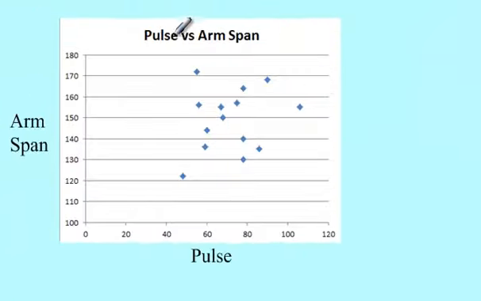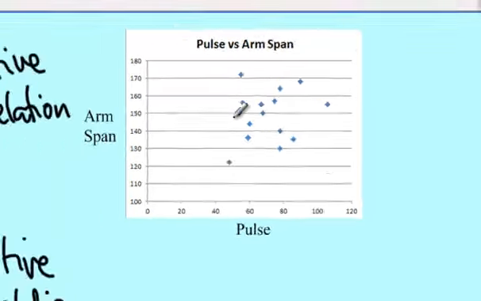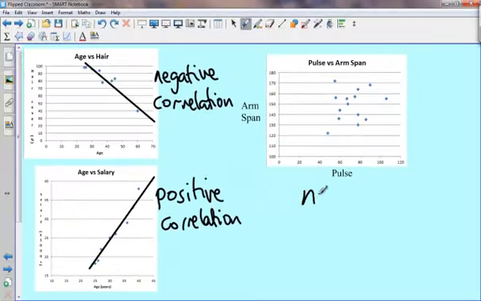This one over here is people's pulse in beats per minute and their arm span. There doesn't really seem to be much of a straight line going on here. It's probably not that natural to assume that if you've got a high pulse rate or a low pulse rate, that has some connection to the length of your arms. There might be a slight connection, but it's obviously not very clear from this where a line would go. So we just say that there is no correlation for this one. So there's essentially three types of correlation. It's either positive, negative, or there's no correlation.